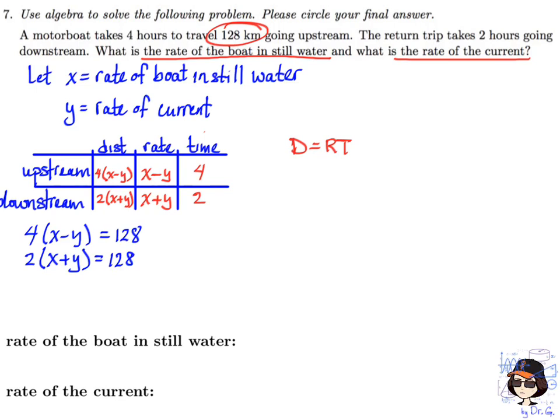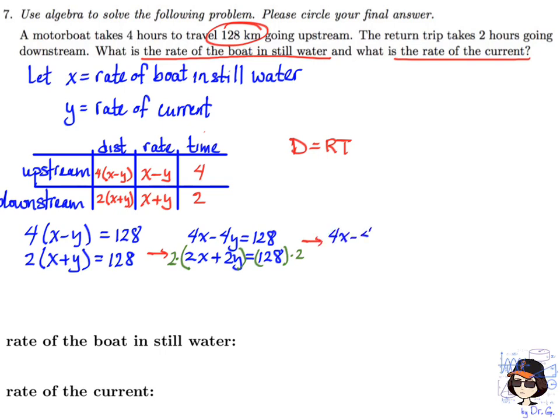And now we have a system of 2 equations and 2 variables. So let's distribute. 4x minus 4y equals 128, and 2x plus 2y equals 128. All right, so now I want to eliminate a variable. So maybe adding 2 equations together would do that, except I don't have the right coefficients. So if I take the second equation and multiply everything by 2, I get a new system.